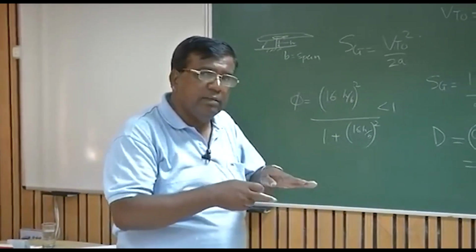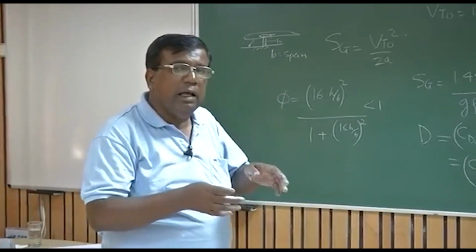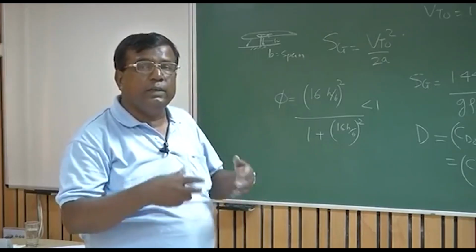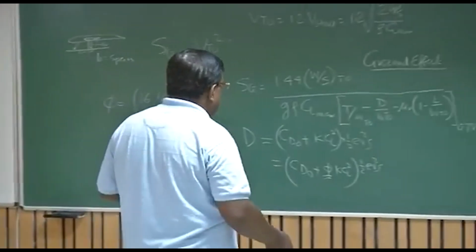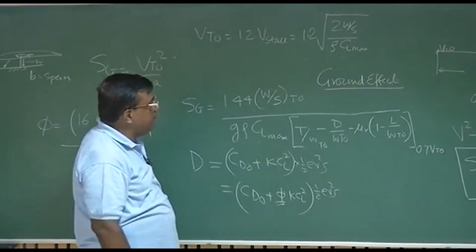These wingtip vortices will interfere with the ground, there will be reflection, and the strength of wingtip vortices will reduce, reducing the induced drag. Okay? And that is modeled through phi. So this is one change you need to have.